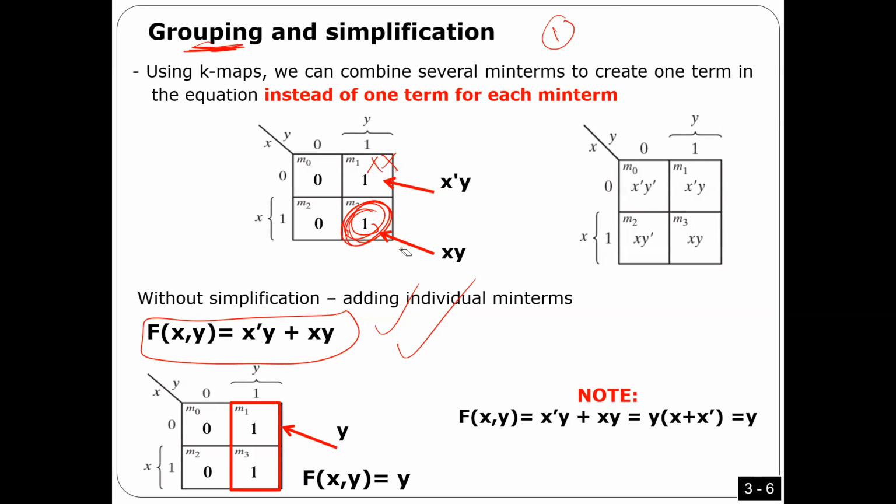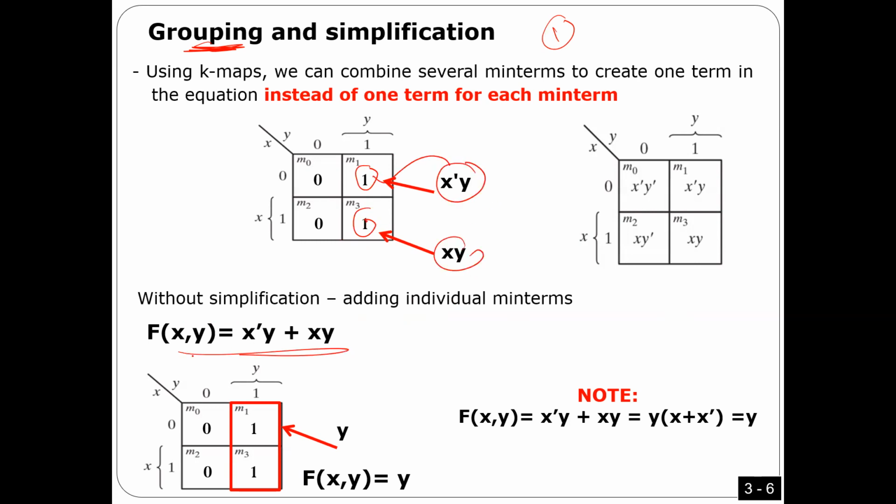Okay, so wait a second. So you are telling me now, if I make this one a group, and this one is actually x prime y, and this one is actually xy, I'm going to get this function. Yes, this function is a correct function, but it is not the most simplified one. Why is it not the most simplified? Simply because these 2 ones are neighbors. I can make them as one group because they are neighbors. And if I make them as one group, so here I have only one group.